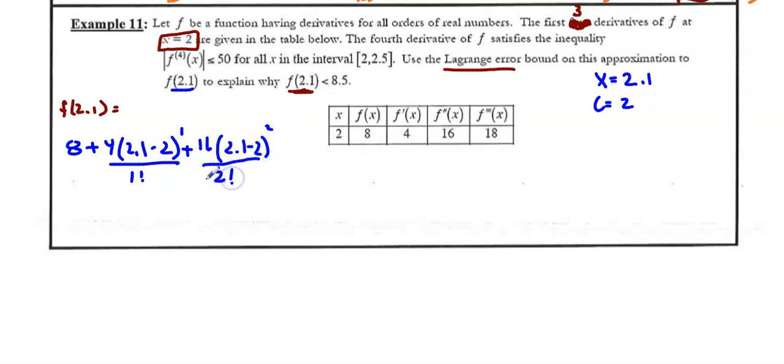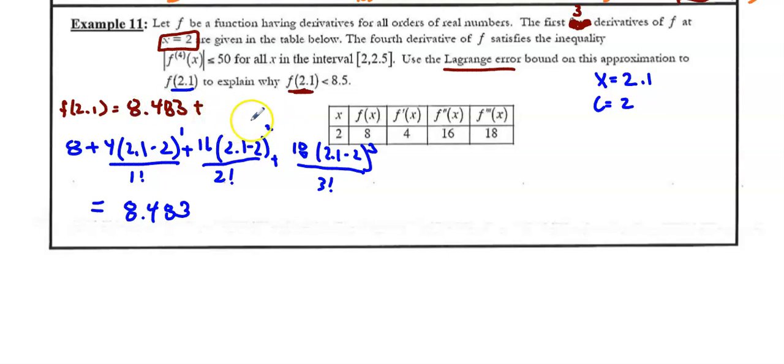And so in my previous videos, I talked about how this is all about the 1s, and this is all about the 2s. And then we're going to do 18, and then again 2.1 minus 2 cubed all over 3 factorial. All right? And so once we put all this in our calculator, we get a decimal answer. We're going to get 8.483. Right? So that's the first part of our problem.